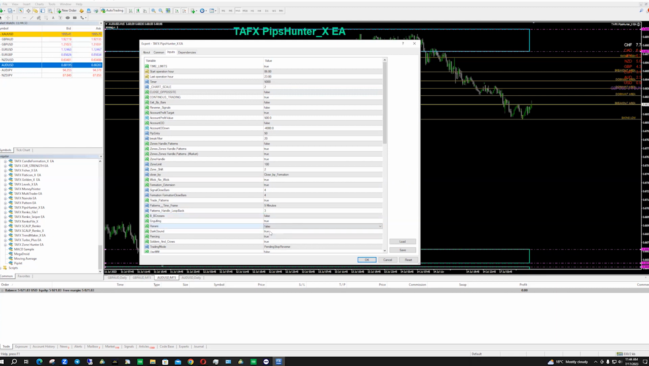You can disable Harami, dark cloud. You can disable all those if maybe you don't like them. Maybe there are some people who only trust engulfing or Harami. So these are retracement candle patterns, so that it can confirm this sell from 5 minutes if there is a candle pattern.